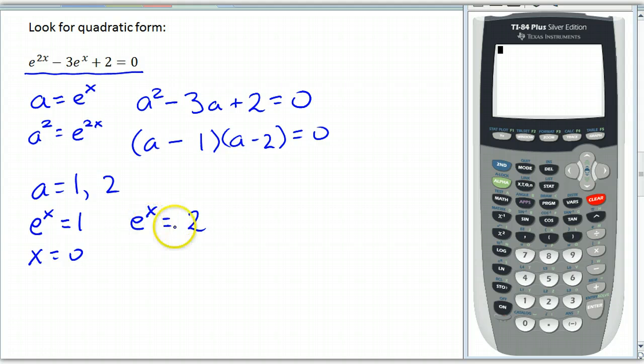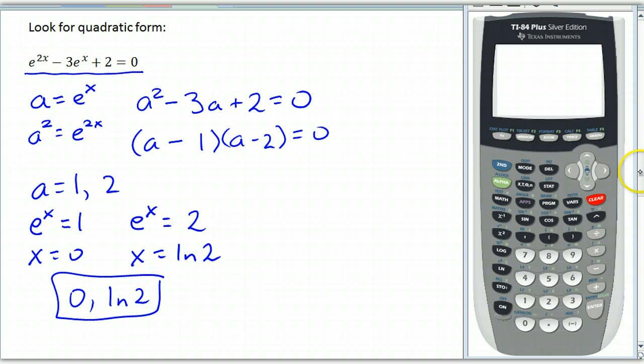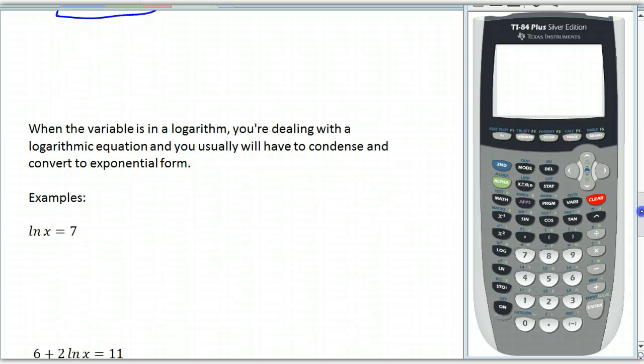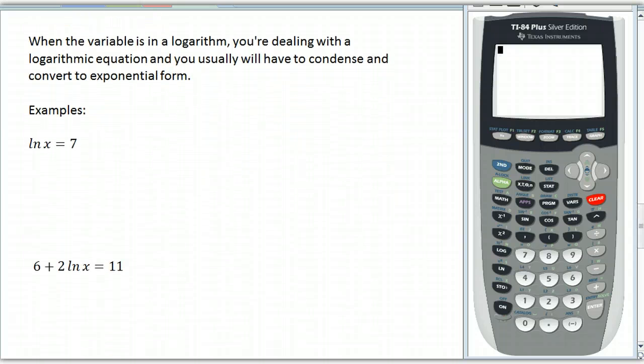And over here I'm going to take the natural log of both sides, and the natural log of e to the x is x. So those are our two answers, 0 and the natural log of 2. Alright, so those are exponential equation examples.